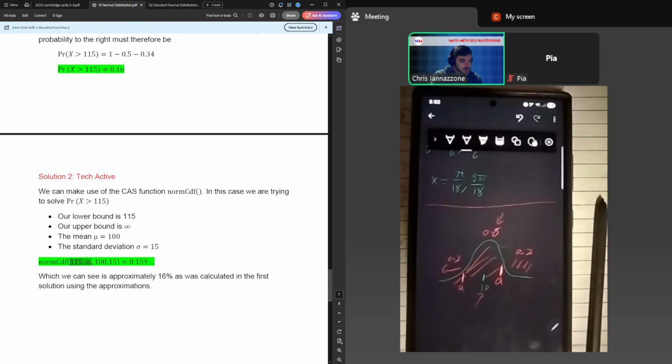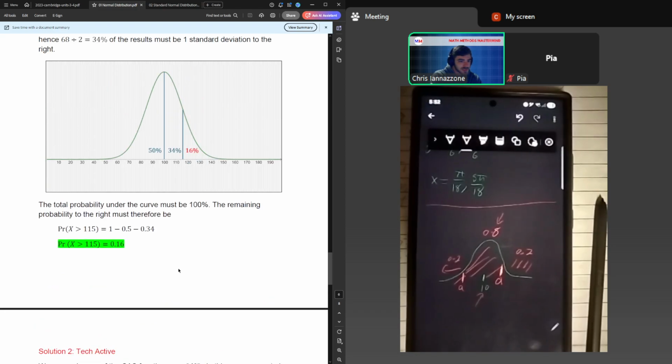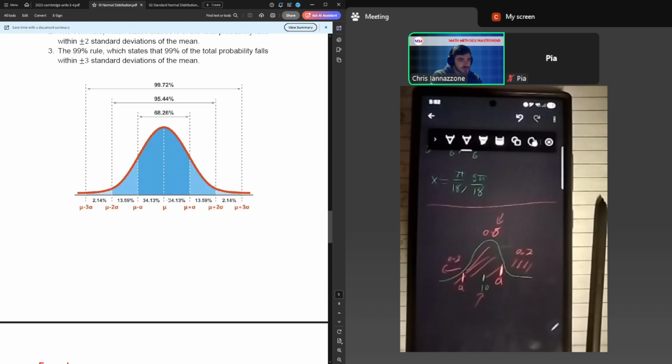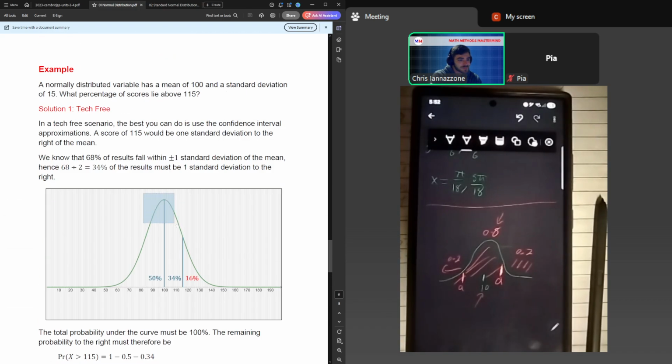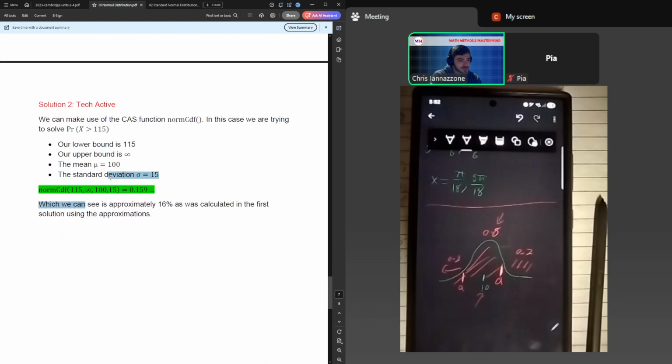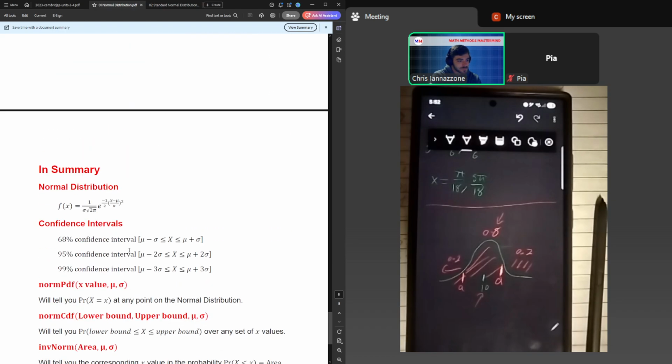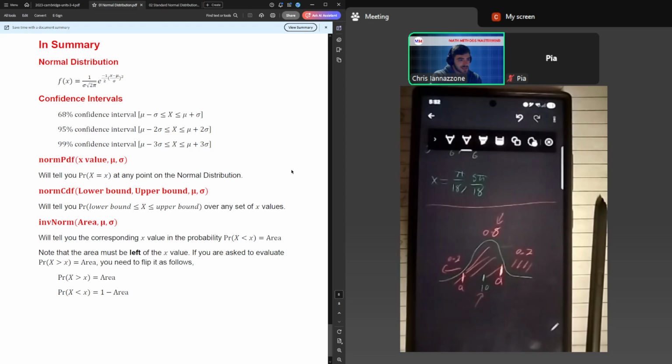Lower bound, upper bound, mean, standard deviation. And you can see, as the CAS tells you, 0.159, it's basically 16%. So remember, it is an approximation. We've truncated a lot of decimal places. So that's what we do in tech-free, and this is what you would do tech-active. That's it for fundamentals of normal distribution.